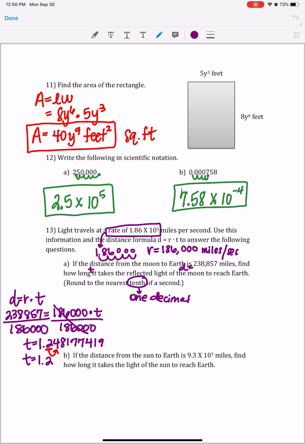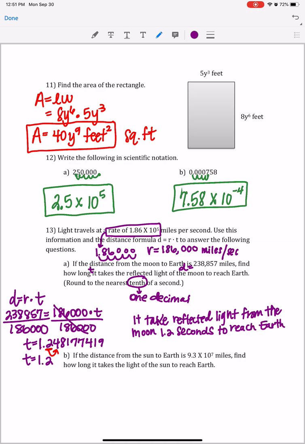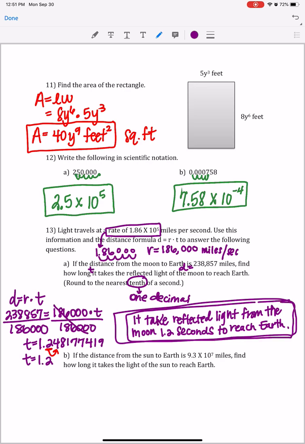Okay. Word problems need word answers. So, it takes reflected light from the moon 1.2, we're in seconds, 1.2 seconds to reach Earth. Okay, that's my answer.